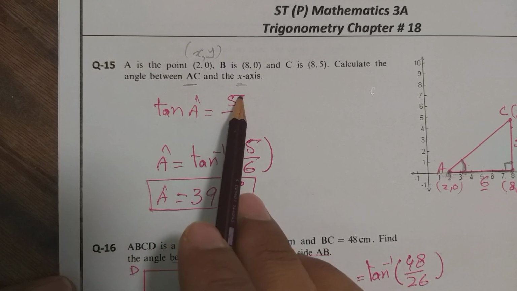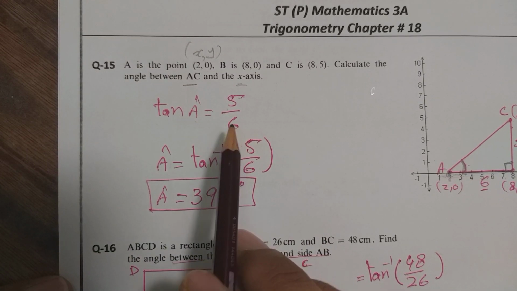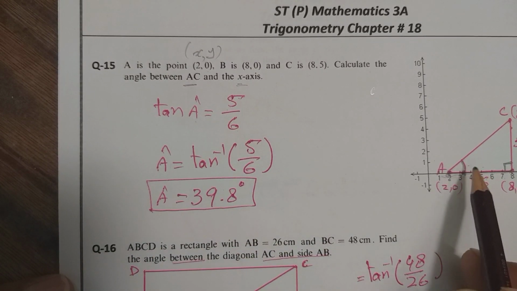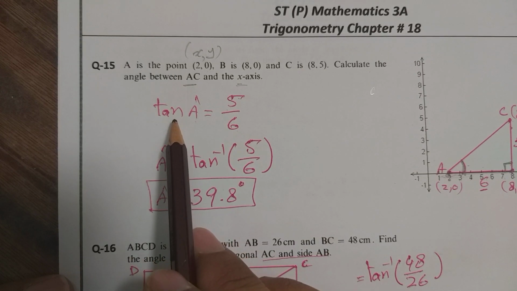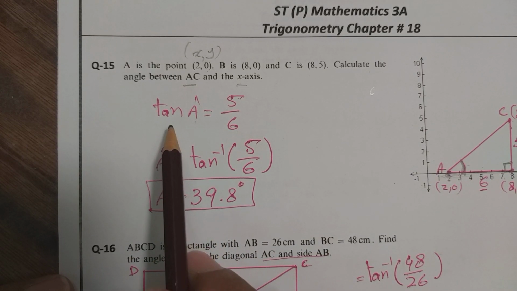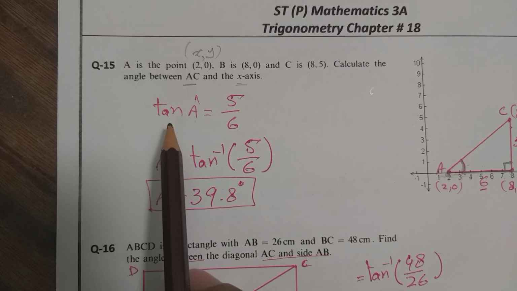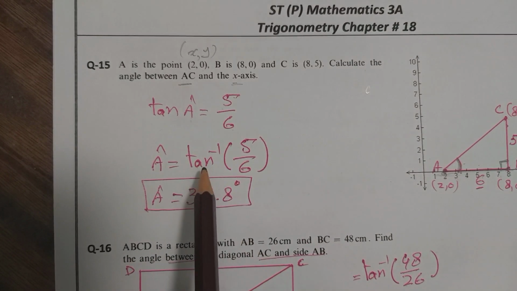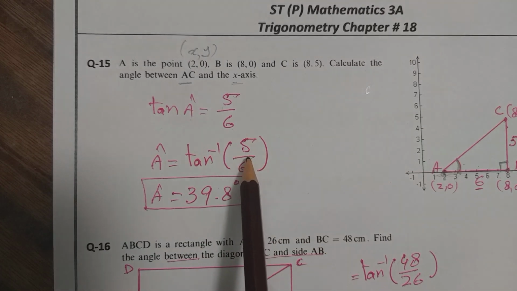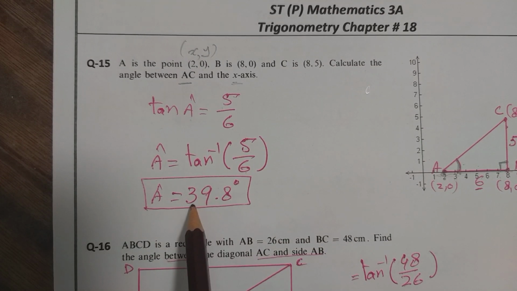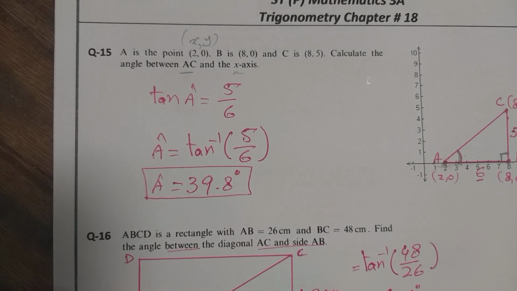So tan angle equals opposite over adjacent. So we need to find the angle. Whenever we need to find the angle, just use shift and the required function, and here the required function is tan, so tan transfers to the other side and becomes tan inverse. So 5 out of 6. So simplify, you'll find 39.8 degree.